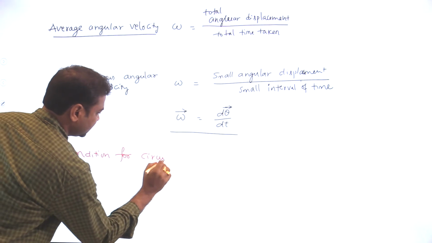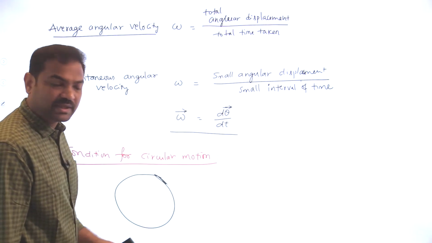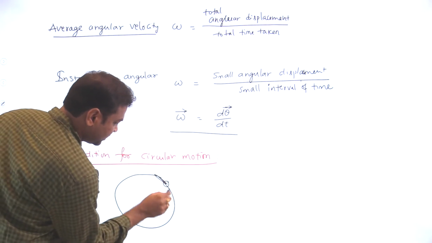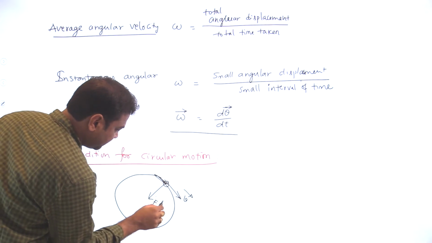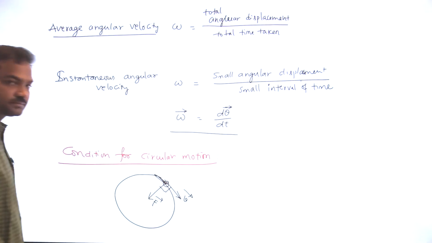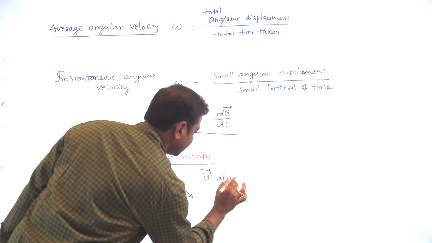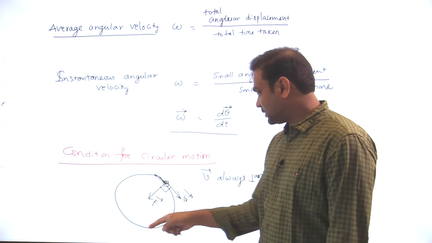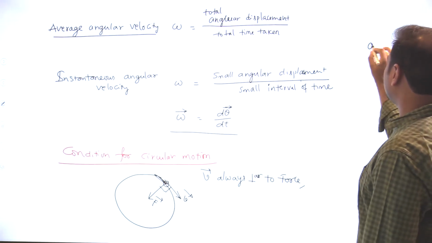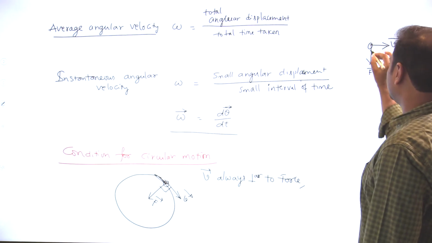Condition for circular motion. To make the particle move in a circle, the condition is that the velocity and force should always be perpendicular to each other. Once you are applying the force perpendicular to velocity, let us see an example. Suppose one particle is moving, I am applying the force perpendicular to it, then what will happen?